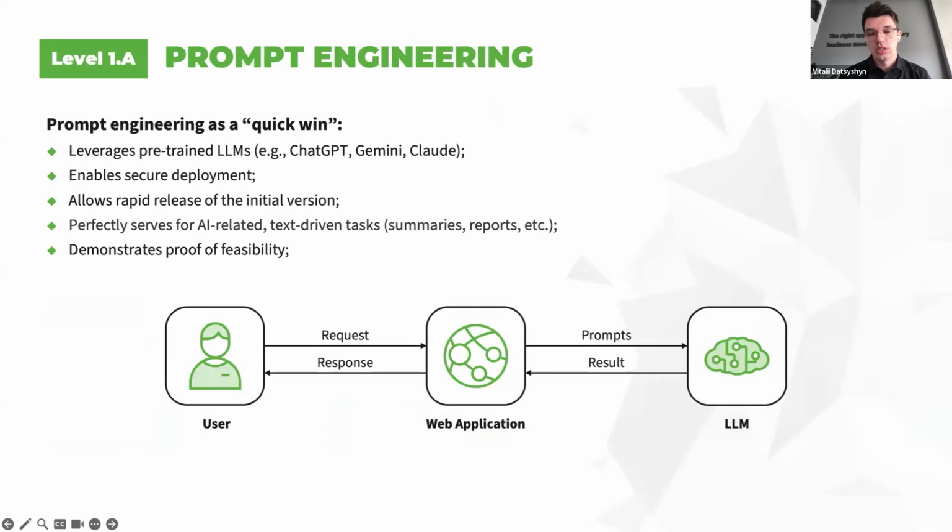The prompt engineering approach is a quick win as it uses foundation models or pre-trained large language models like ChatGPT, Gemini, etc. It's deployed separately as its own replica of the foundation model, meaning data processed through it won't be exposed or used for training. And an initial version of the solution can be released very quickly, allowing us to prove the feasibility of that solution. So technically, it could be a web application or web job that sits between the user and the foundation LLM with predefined prompts and system instructions.